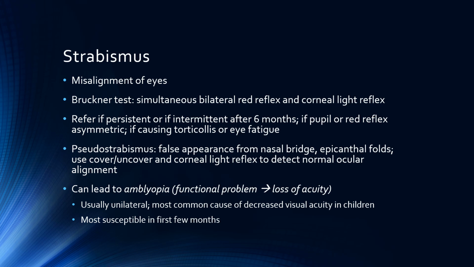Pseudostrabismus is the false appearance of strabismus, sometimes caused by epicanthal folds or the nasal bridge. You can use the cover-uncover and the corneal light reflexes to detect if the alignment is actually normal. Strabismus can lead to amblyopia, which is when you lose acuity because of a functional problem. Usually amblyopia is unilateral. It's the most common cause of decreased visual acuity in children, and they're most susceptible to this in the first few months of life.